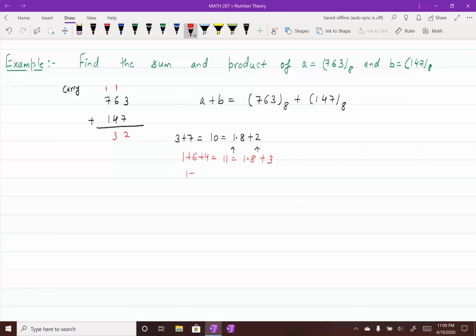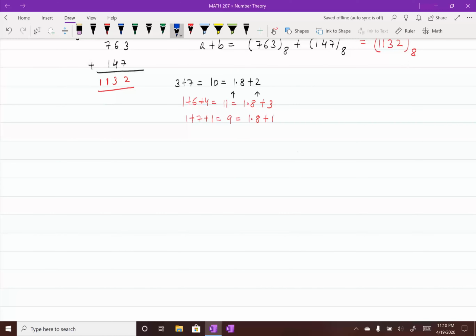Then I'm adding 1 plus 7 plus 1 in the next step, which is equal to 9. 9 can be written as 1 times 8 plus 1. So my quotient and remainder in this case are both 1. So I'm going to put a 1 here, and in the next step I'm going to take 1 as a carry. Then in the last step I'm going to put a 1 because I'm only adding the 1 here. So the addition of 763 with the base 8 and 147 with the base 8 is going to be equal to 1132 with the base 8.